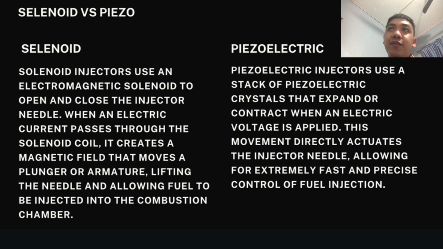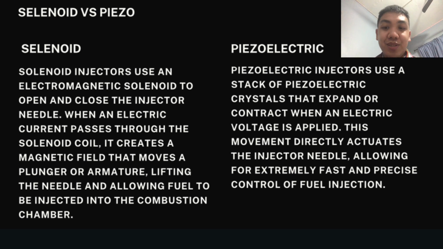So, what is the difference between solenoid and piezoelectric? Solenoid injector uses an electromagnetic solenoid to open and close the injector needle. When an electric current passes through the solenoid coil, it creates a magnetic field that moves the plunger and armature, lifting the needle and allowing the fuel to be injected into the combustion chamber.